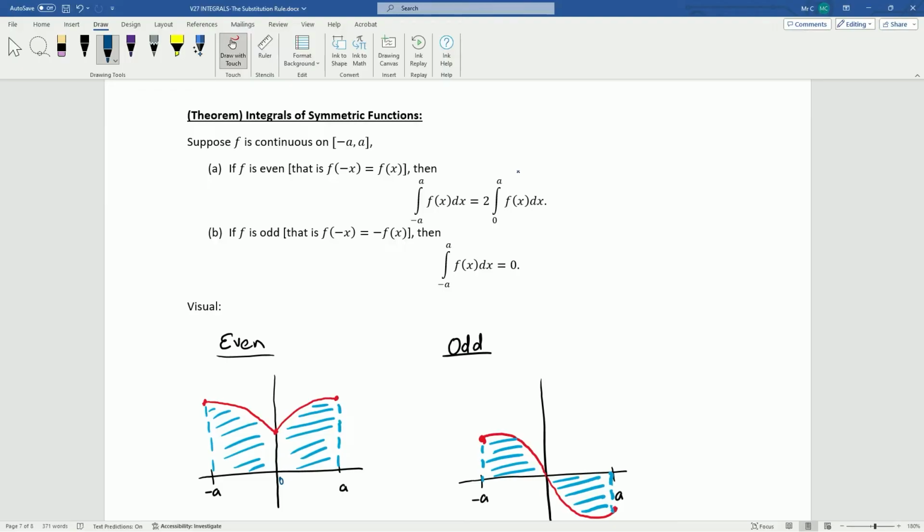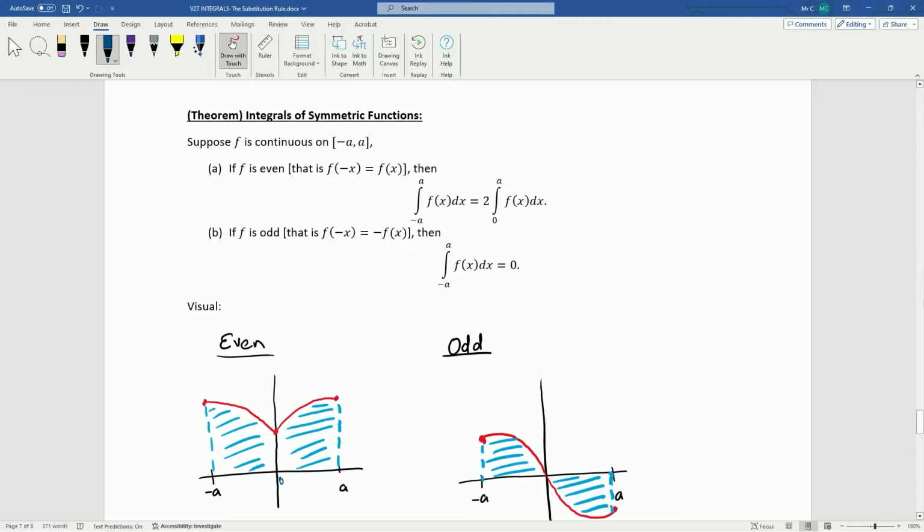Now, what can be a really huge time saver is if you notice that a function is odd, that is f of negative x equals negative f of x, then the integral from negative a to a of f of x dx is 0.